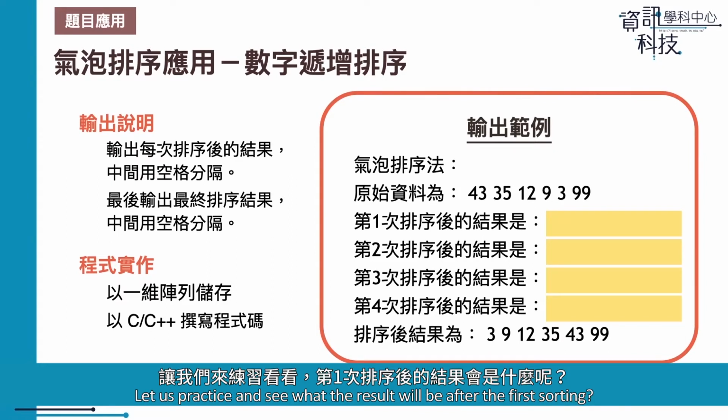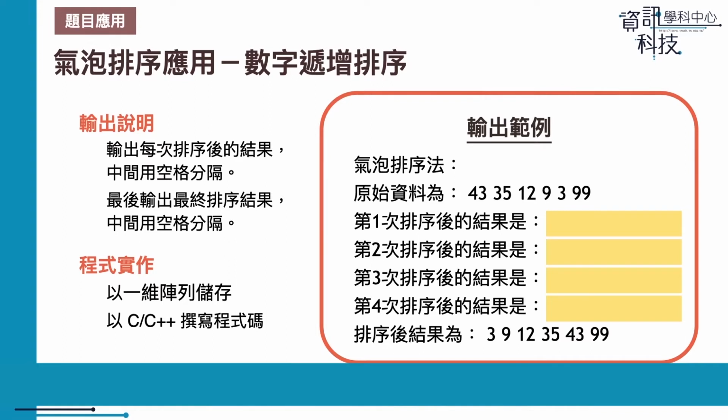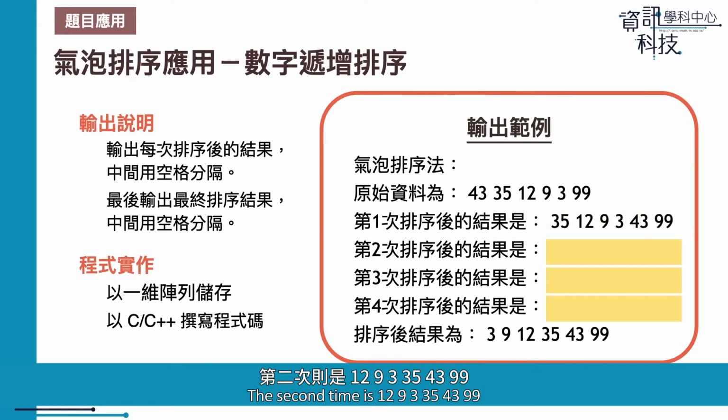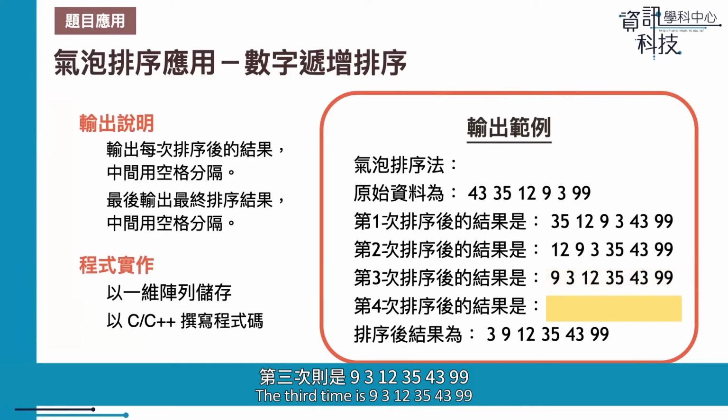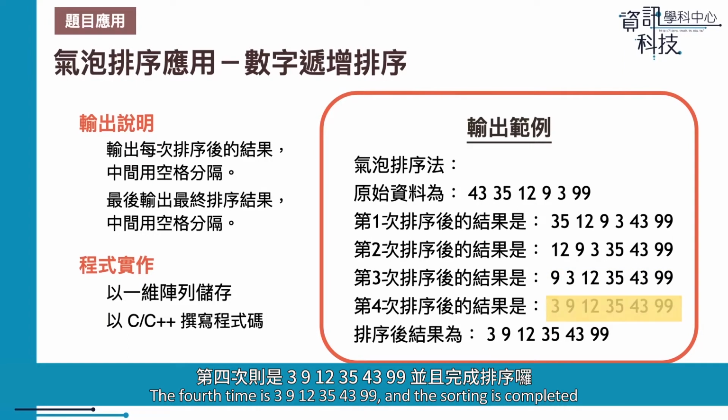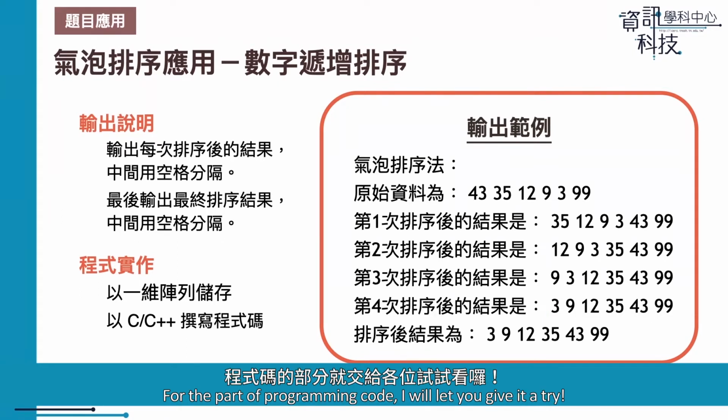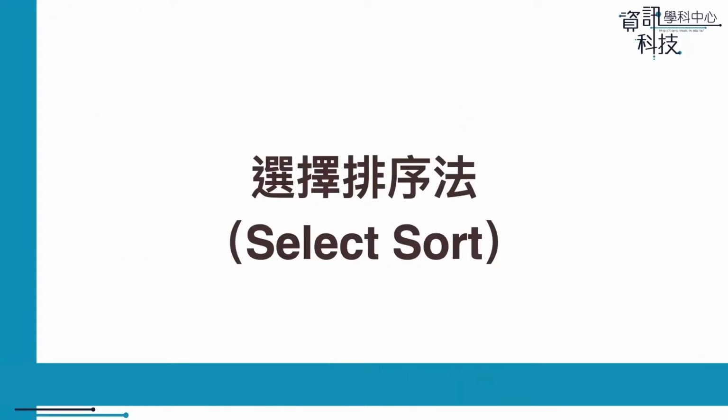Let us practice and see what the results will be after the first sorting. It should be 35, 12, 9, 3, 43, 99. The second time is 12, 9, 3, 35, 43, 99. The third time is 9, 3, 12, 35, 43, 99. The fourth time is 3, 9, 12, 35, 43, 99, and the sorting is completed. For the part of programming code, I will let you give it a try.